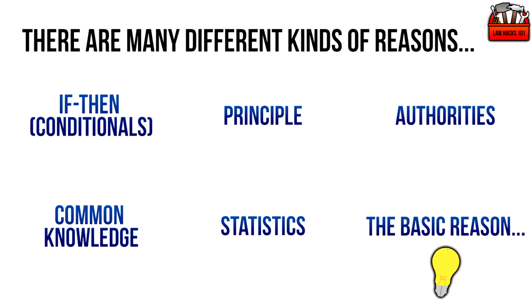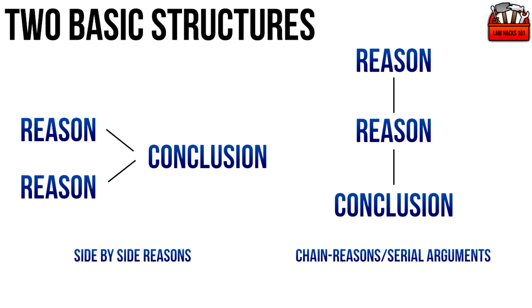Reasons function in various ways to support a conclusion. There are two basic structures of how reasons fit together to support a conclusion: side-by-side structures and serial or chain structures. Here are two simple examples that demonstrate the difference between these two structures. Pause the video to look at each image carefully and then listen to the explanation.